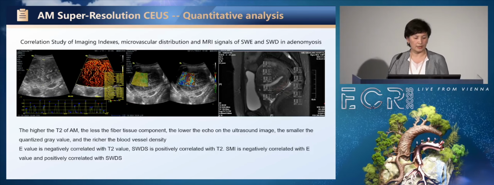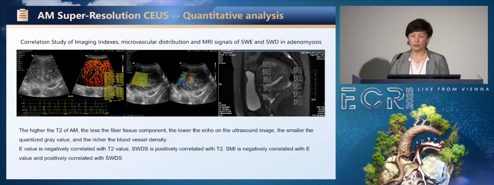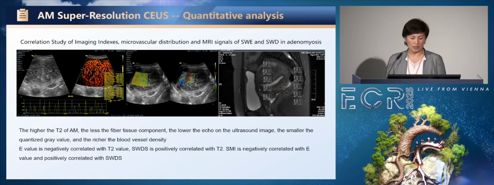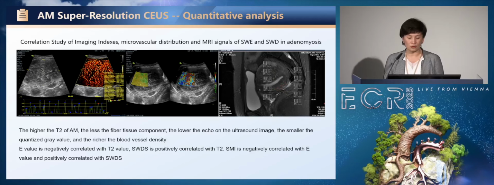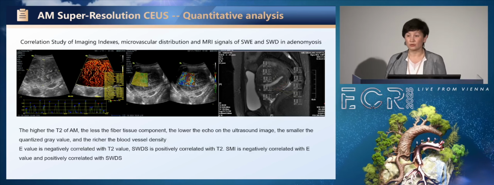Also, we compare the microvascular distribution and MRI signals. We can find that the higher the T2 signal of adenomyosis, the less the fibrous tissue components, the lower the echo on the ultrasound image, and the richer the blood vessel density.